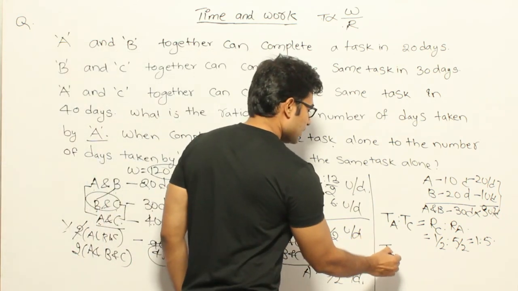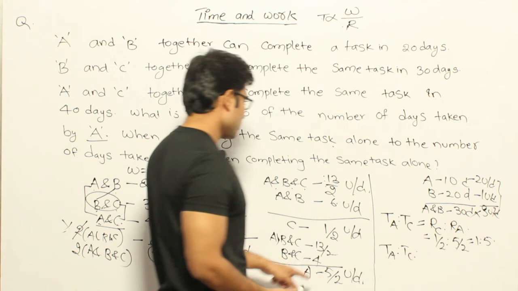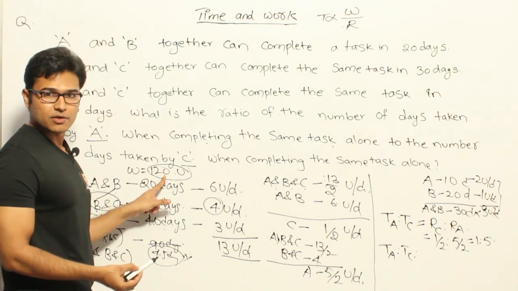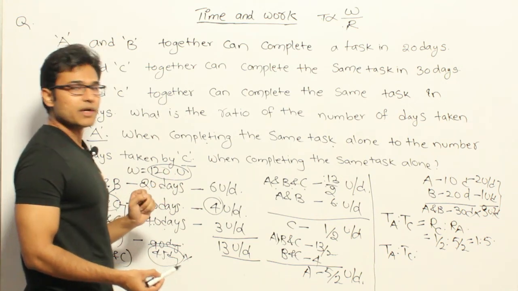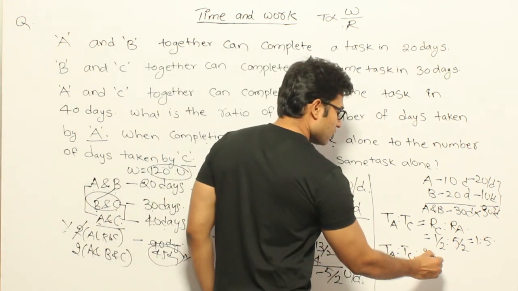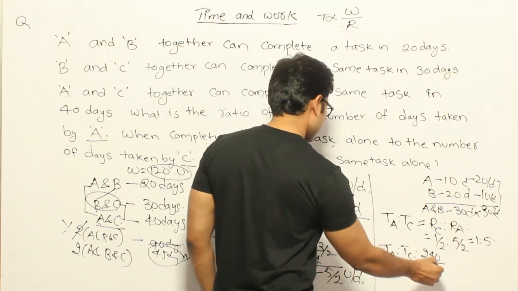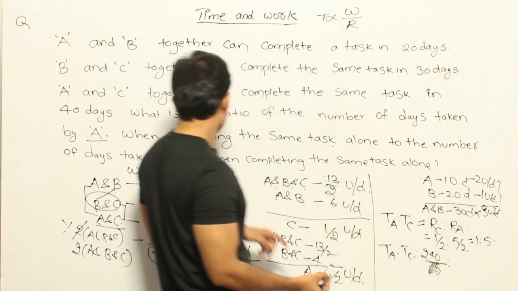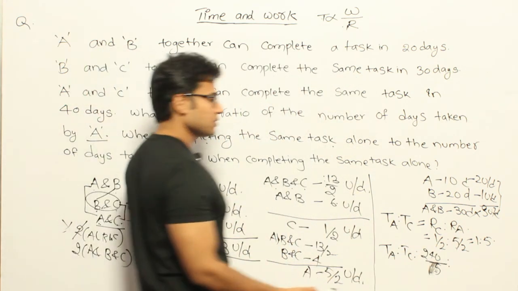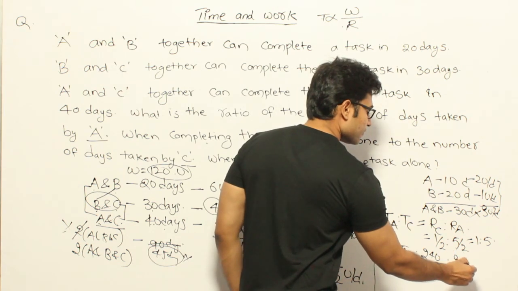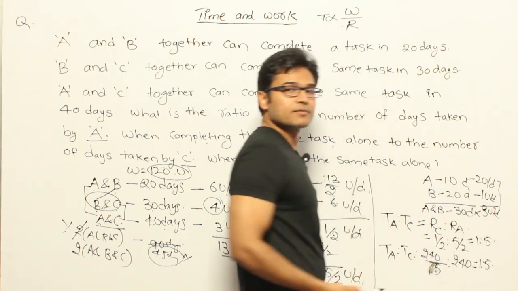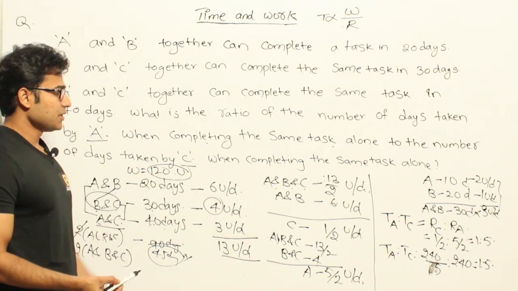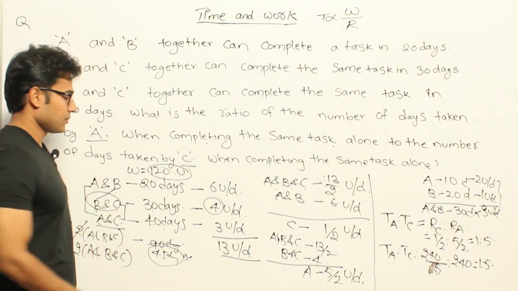Okay, let's say TA is to TC. Now let's try to find out the time taken by A. Time taken by A is 120 by 5 by 2, which is nothing but 240 by 5, isn't it? So 240 by 5 is to 120 by 1 by 2, which is nothing but 240. Now again you are going to get 1 is to 5, right? Either you can do it like this or you can do it this way. Okay, so that is the final answer. 1 is to 5 is the final answer. Okay, fine.